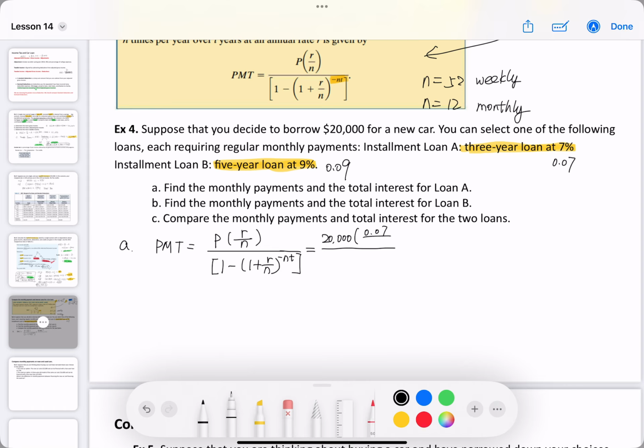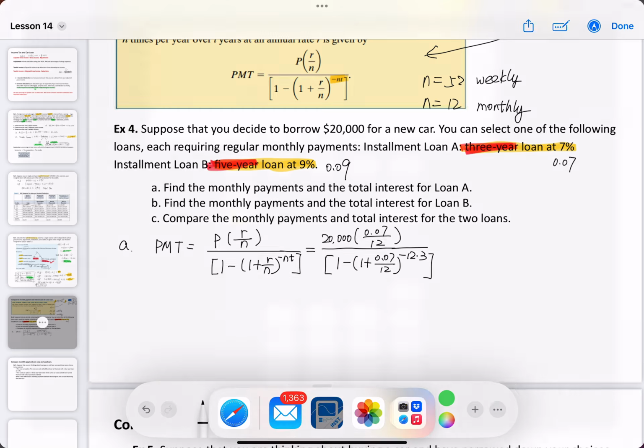0.07, all divided by N equals 12 because you are paying monthly. Divided by 1 minus 1 plus 0.07 over 12, and raise it to the negative N, where N equals 12. T, how many years? 3 years, because you see here it tells you 3 years. Another plan is 5 years. Okay, I plug all of these into my calculator.